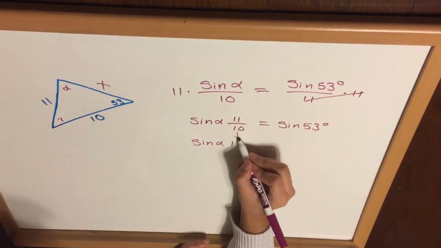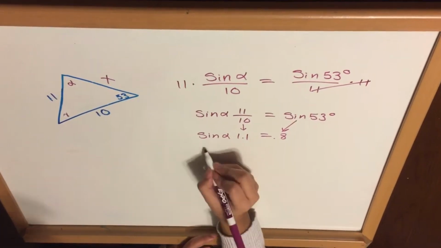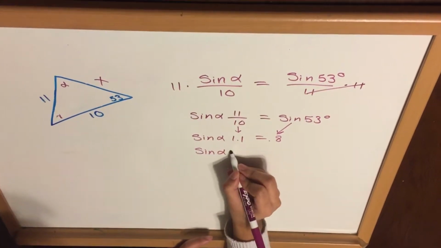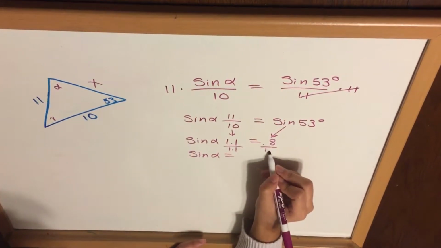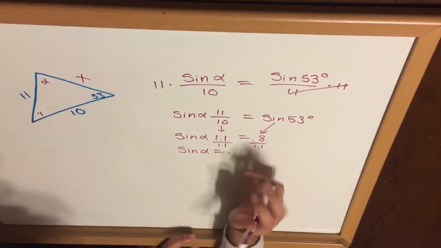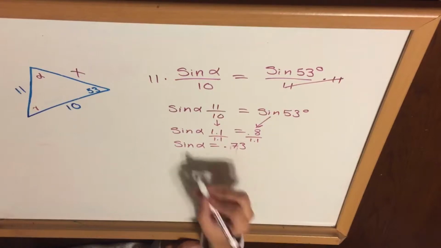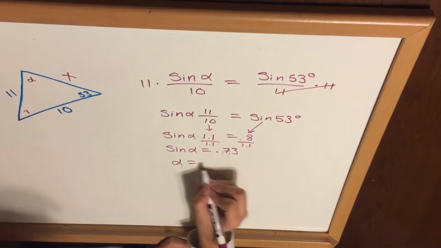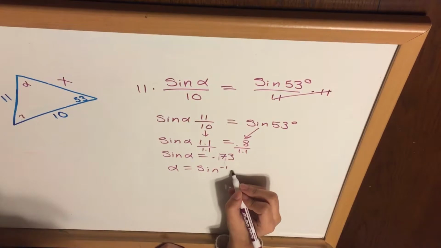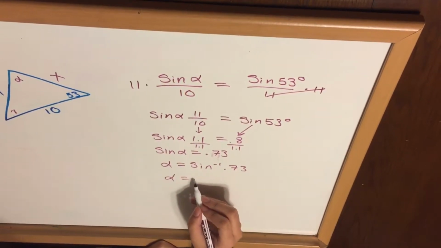The equation simplifies to sine of alpha times 1.1 equals 0.8. Isolate sine of alpha by dividing each side by 1.1 and get sine alpha equals 0.8 over 1.1. Use a calculator to solve that equation. The value you should have gotten is sine alpha equals 0.73. To find the angle measurement of alpha, do inverse sine of 0.73 and you get 46.9.